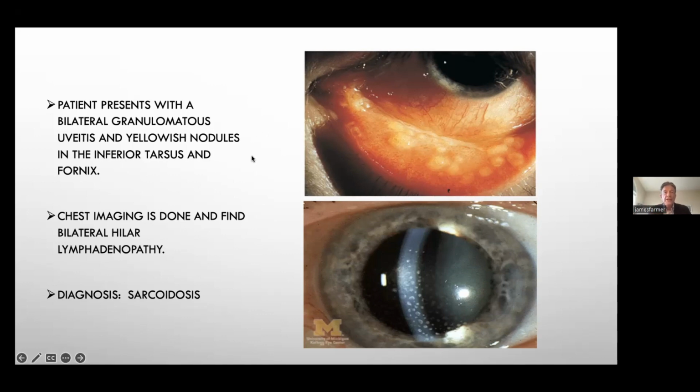The patient has chest imaging done, and they find bilateral hilar lymphadenopathy. This picture is the slit lamp view, and all these little white dots are granulomas that are adherent to the posterior corneal surface. And although it's a little tough in this picture to see, if you were to look here, you would see little white specks floating in what looks like a film. We call that cells and flare in ophthalmology, and those are the characteristics of a uveitis. So the diagnosis is sarcoidosis.